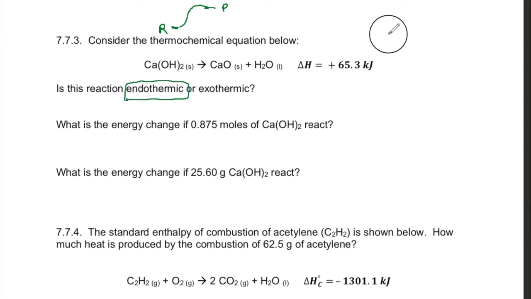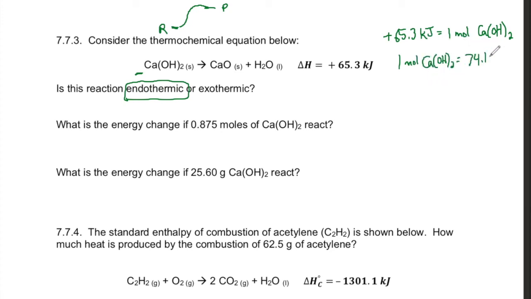Let's go ahead and write some relationships. That positive 65.3 kilojoule change in energy is associated with 1 mole of calcium hydroxide reacting because of the coefficient of this equation. It's on a 1 mole scale. Also, 1 mole of calcium hydroxide has a molar mass of 74.10 grams. We're going to need that relationship as well.